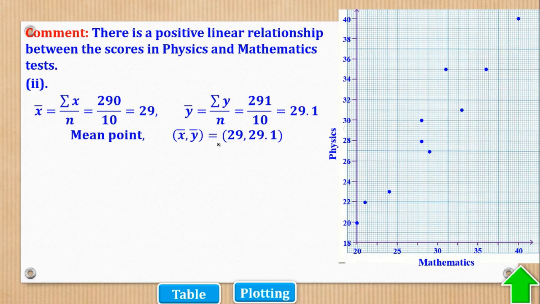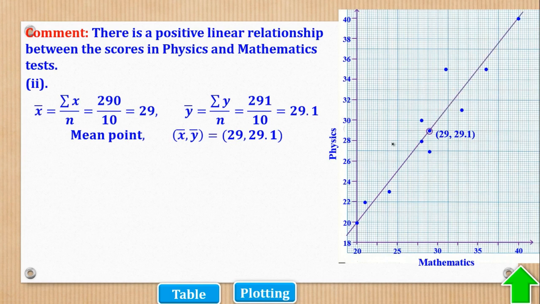So after calculating this mean point, you have to locate it on the graph. So you come and put it, it is there. The next is to draw the line of best fit. Now this line of best fit follows some conditions. One, it must pass through the mean point. Two, it must pass through any other one or more points. And three, it must leave equal or almost equal points on either side. So let's first draw the line of best fit and we see what I mean.